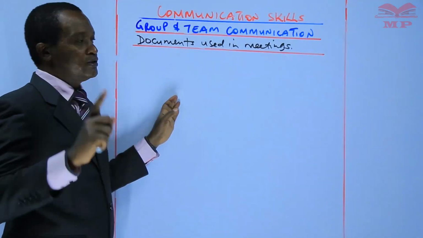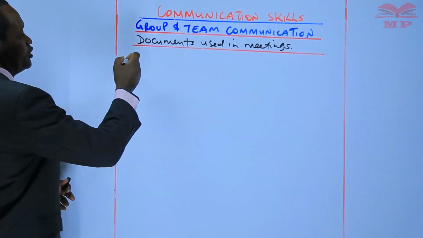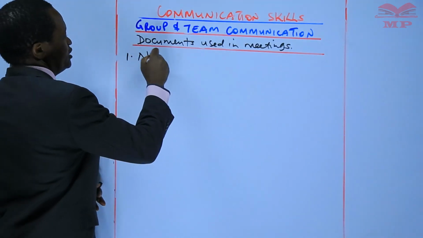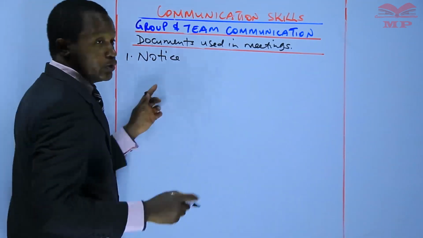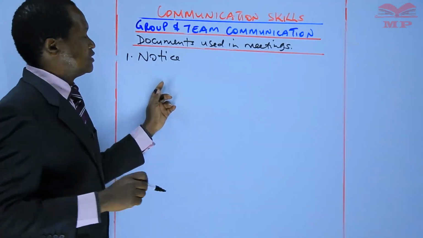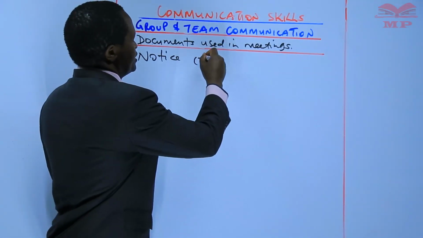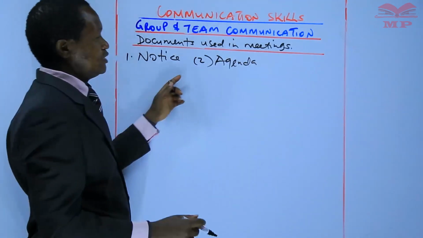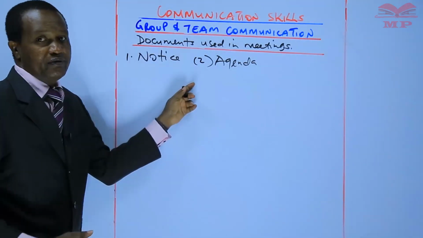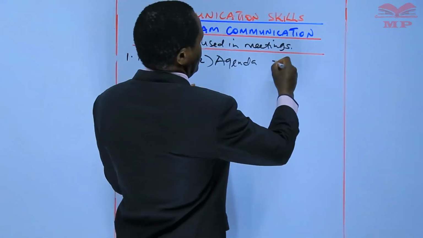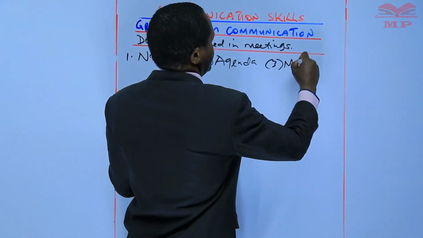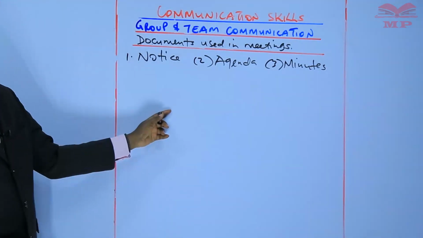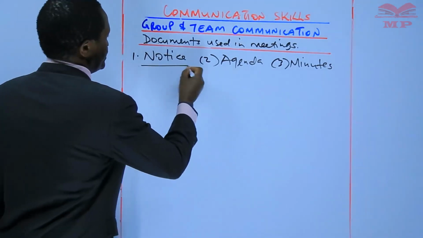The first document is notice. Document number one, notice. Another document is known as agenda. There has to be a document that outlines the agenda of a meeting. Then the third obvious document, minutes. All right? Let's start with notice.